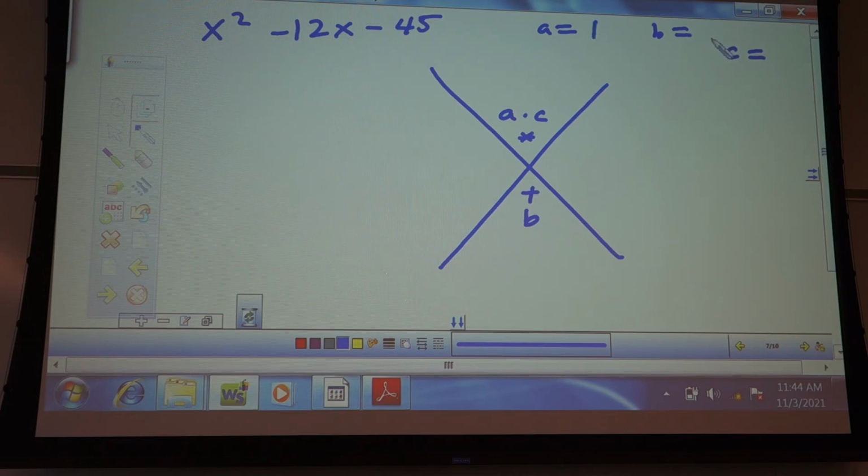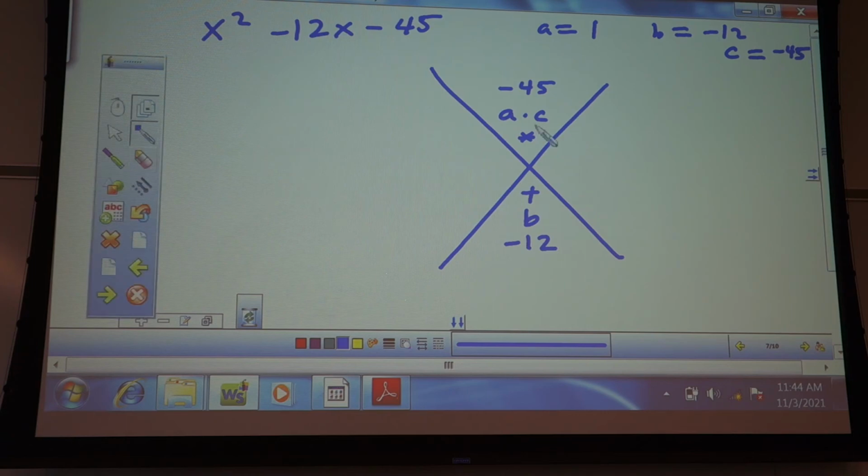What's my B? Negative 12. What's my C? Negative 45. Good. So my A times C is 1 times negative 45, which is negative 45. My B is negative 12.